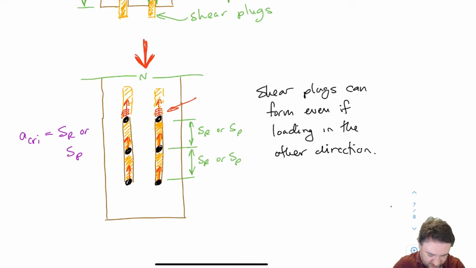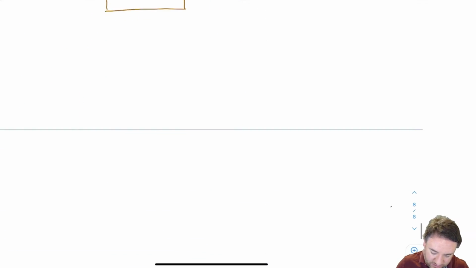So here's how we deal with that if we're loading it in the other direction. Okay, that's fine. Now, how do we go about calculating this? Let's look at the mechanics of what's happening with row shear.